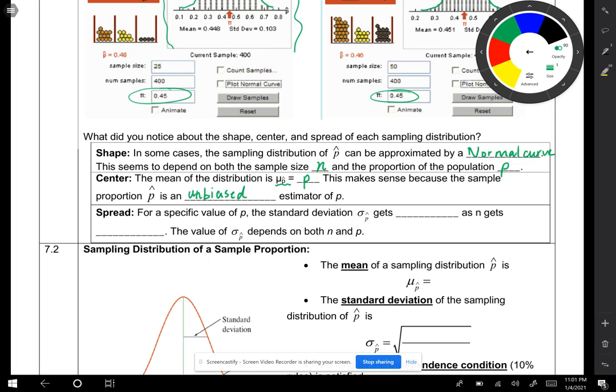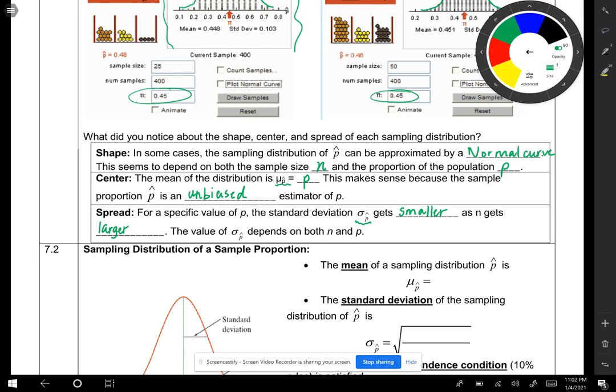For a specific value of p, the standard deviation, so this is the standard deviation of the sampling distribution, gets smaller as n gets larger. The value of the standard deviation of the sampling distribution depends on both n and p.